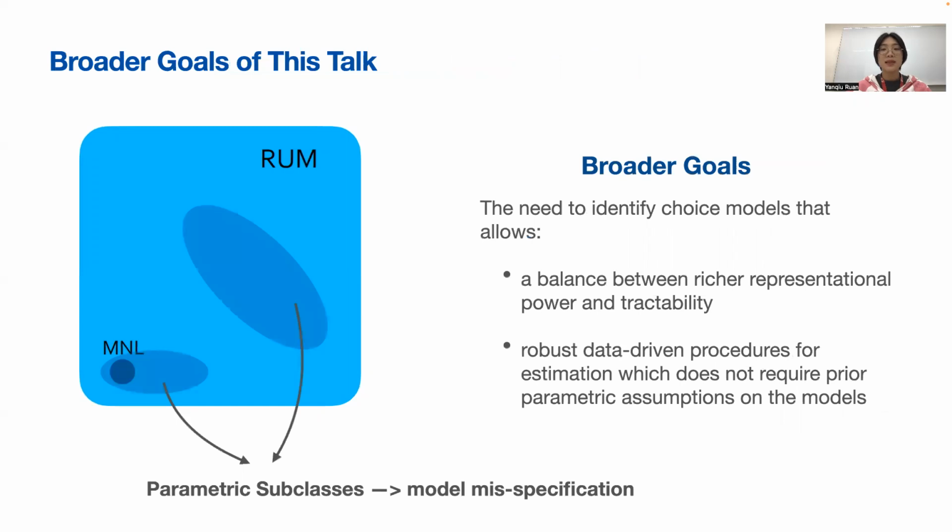Some parametric subclasses can offer a balance between representational power and tractability. However, there is a risk of model misspecification with parametric classes. Therefore, our goals in this talk are to identify choice models that can, first, offer a balance between richer representational power and tractability, and second, allow robust data-driven procedures for estimation, which do not require prior parametric assumptions on the model.